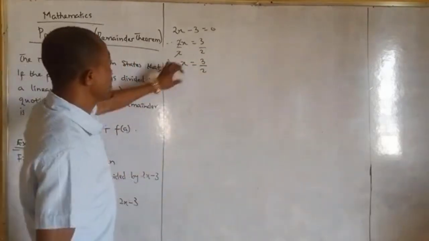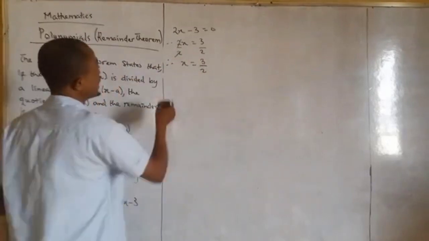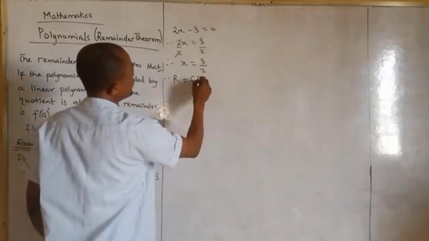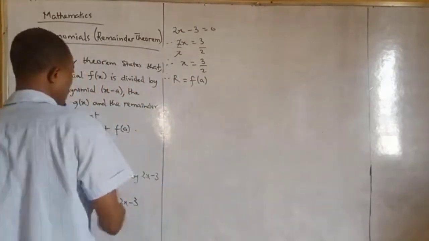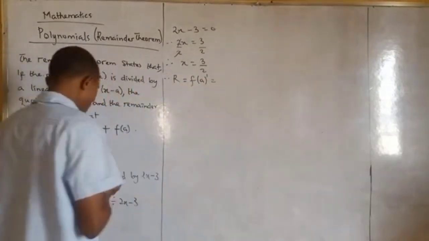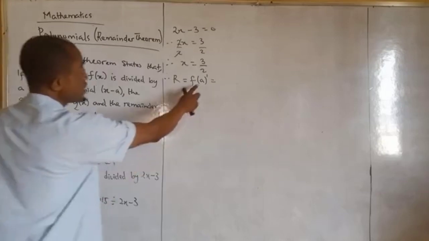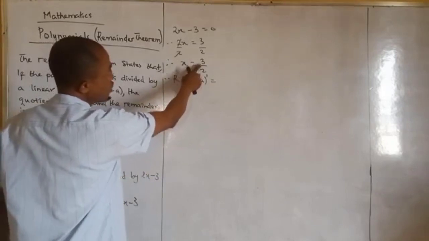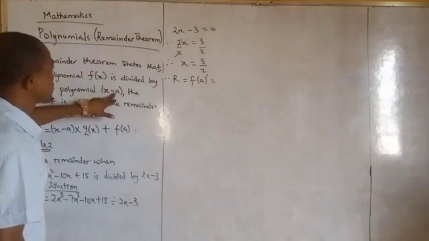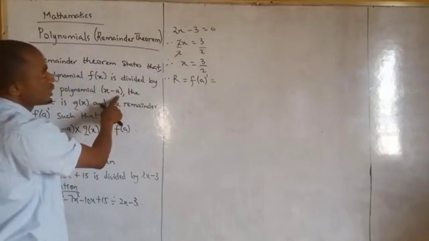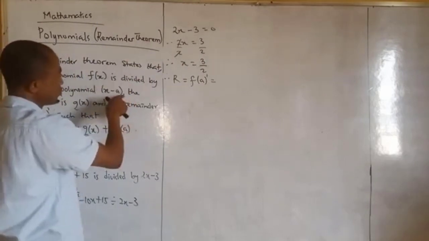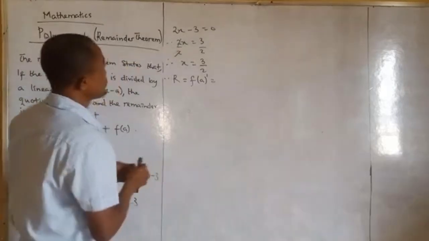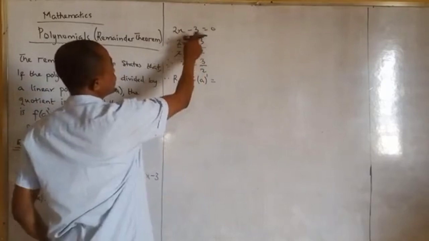So since x is 3 over 2, we say that our r equals f of a, which is equal to f of 3 over 2, that is we substitute the x we have here. This x is the same thing as 3 over 2. This 2x minus 3 is the same thing as x minus a here. So when we take this a to the other side and introduce equals to, that means we are going to have x equal to a. So this is our a.